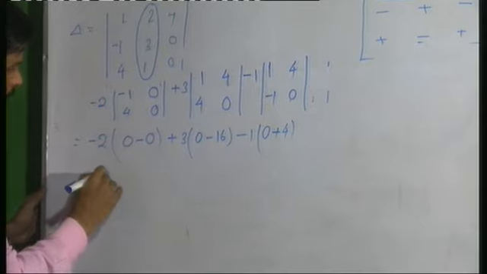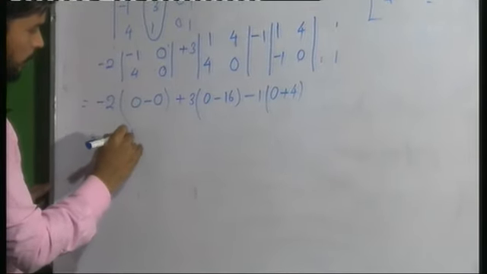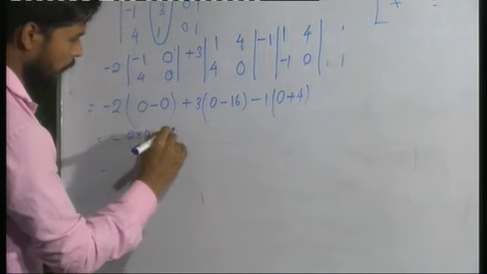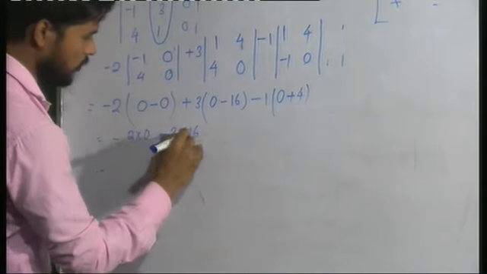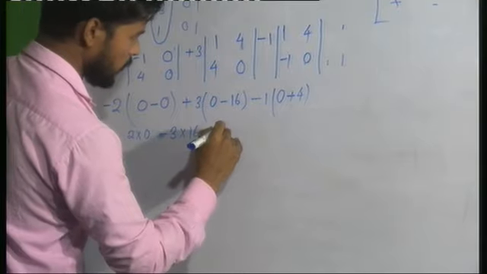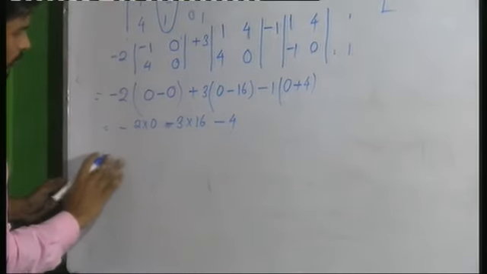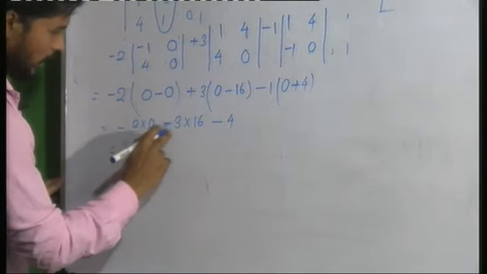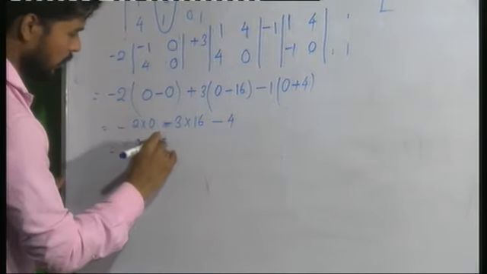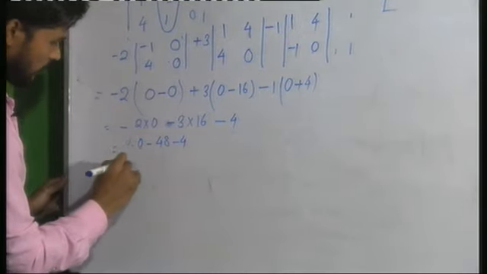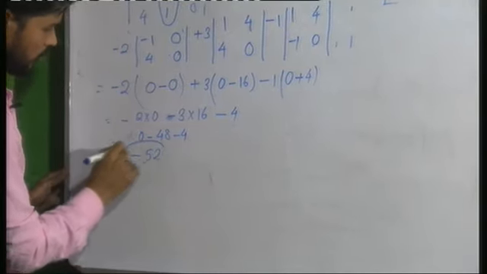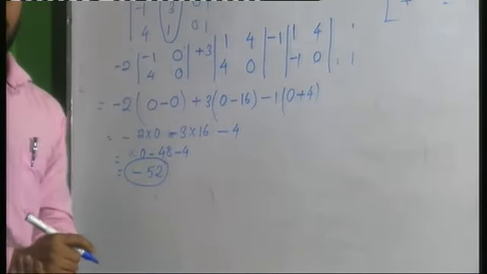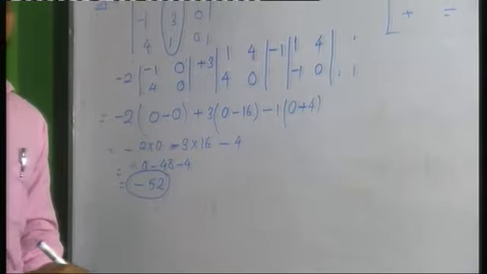So that is minus 2 into 0 plus minus 3 into 16 minus 4. So that is equal to minus 0, and 16 threes is 48, minus 4, and that is equal to minus 52. So the result is the same. Whichever row or column we choose, the result will always be the same.